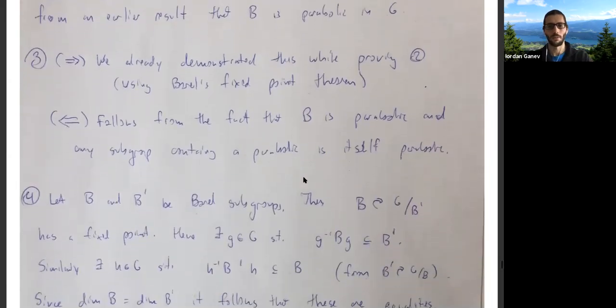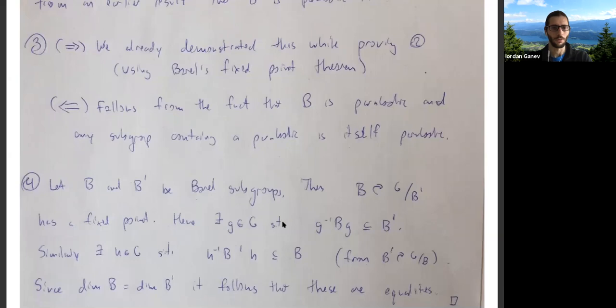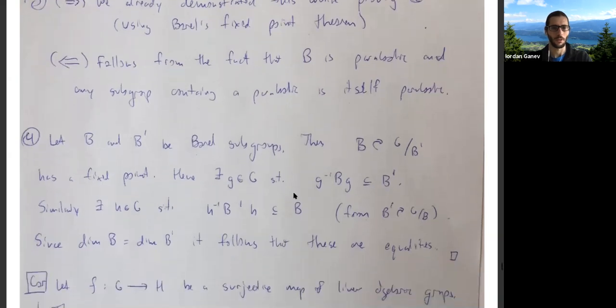And finally, maybe I won't go through the proof of this last part in detail, but if we have two Borel subgroups, we look at the action of one of them on the quotient by the other, so B acting on G mod B prime. Then we also look at B prime acting on G mod B. We use the Borel fixed point theorem. That tells us that a conjugate of one lies inside the other, and the same thing the other way around. And since they have the same dimension, they're in fact conjugates of each other.